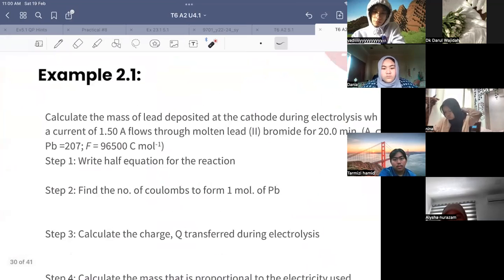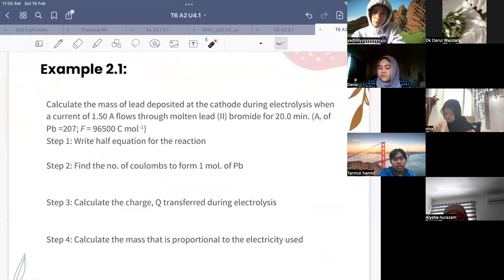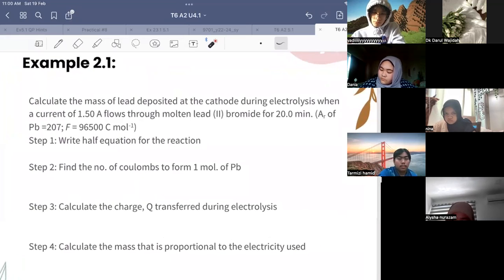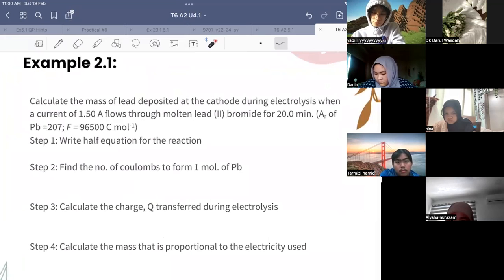Okay, so example 2.1. You need your foolscap paper for this if you have not printed out your notes. Don't worry, as I said, I've already printed out your notes, but it's in school.